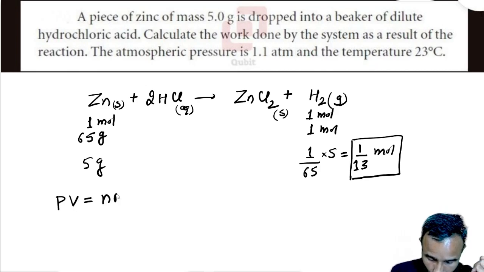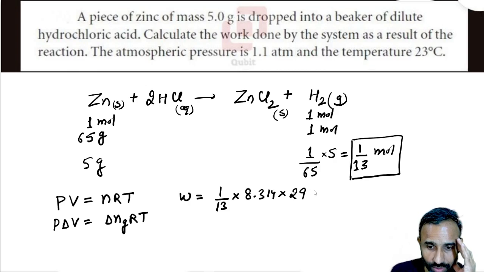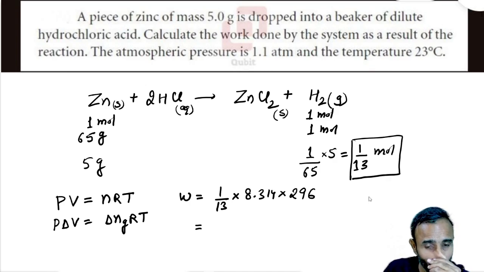So PV equal to nRT, or P delta V, that is delta NgRT. So work done can be calculated like this: 1 by 13 into 8.314. Do you have the answer? Just calculate how much amount you will get.